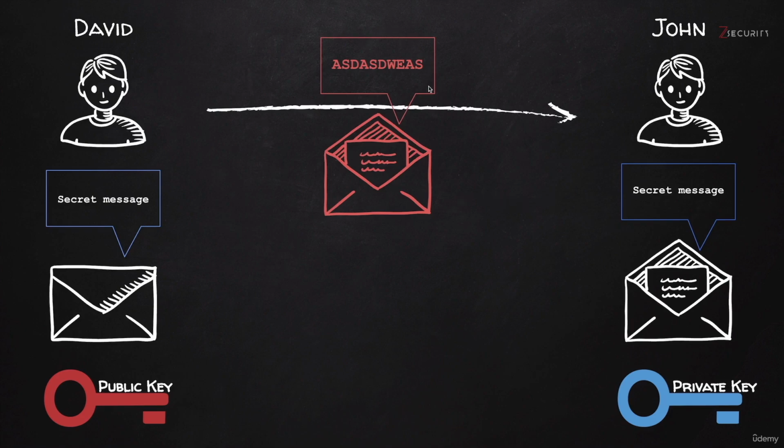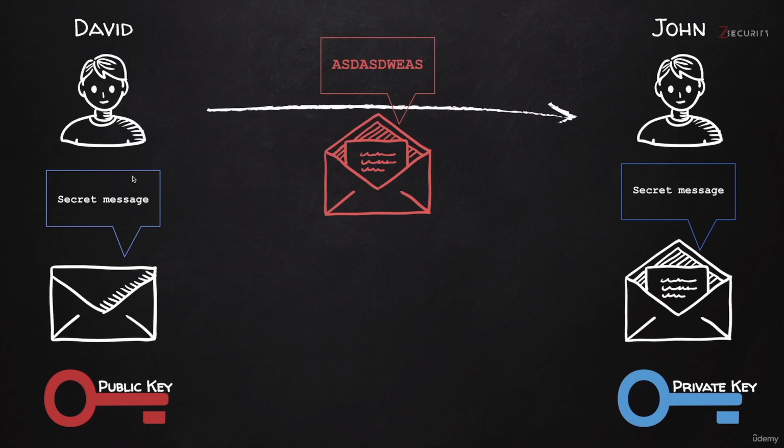They won't be able to see the content unless they have the private key, and as long as John doesn't share the private key, there's no need for him to share it. Then nobody will be able to read this message except for John. So that's really, really good. The only problem here is that there is no way for John to verify that the message that they received has actually been sent from David.